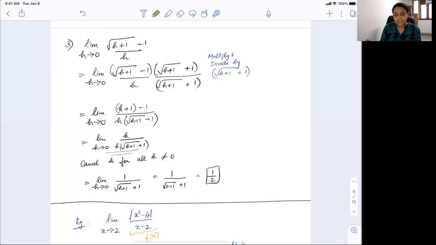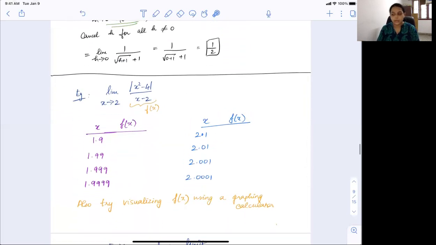Now, because I'm interested in what's happening at values of h very close to 0 but not equal to 0, I can go ahead and cancel h. I am now left with an expression of this sort, and I can plug in h equal to 0 here and calculate the value of the limit. If you recall, we ended up with 0.5 or half when we did it using a table of numerical values. So this is just another way of evaluating the limit.